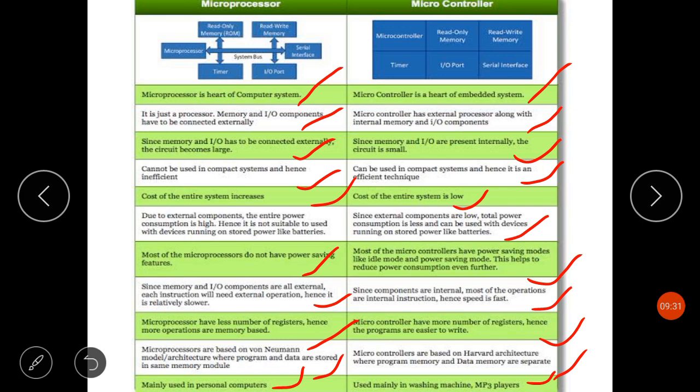We'll move ahead with the 8051 microcontroller. In my next lecture, we'll start the features. I'm going to discuss the features of the 8051 microcontroller in my next class.